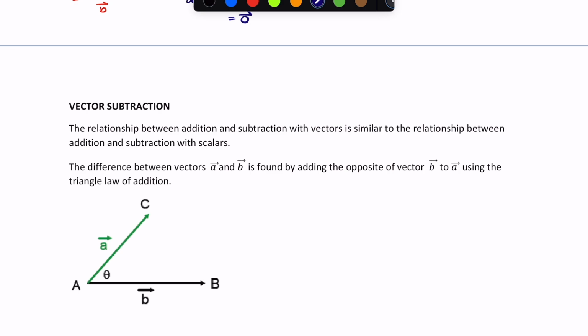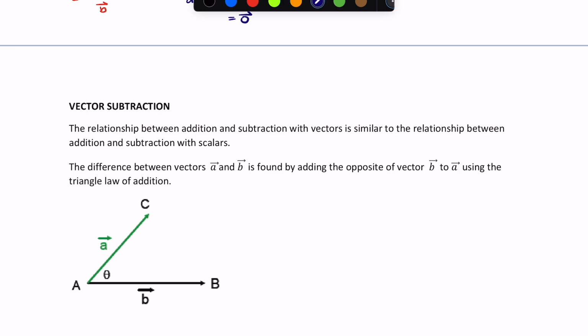So next we'll look at vector subtraction. The relationship between addition and subtraction with vectors is similar to the relationship between addition and subtraction with scalars. The difference between vectors A and B is found by adding the opposite vector B to A using the triangle law of addition. And so here we're provided with, again, vector A and vector B.